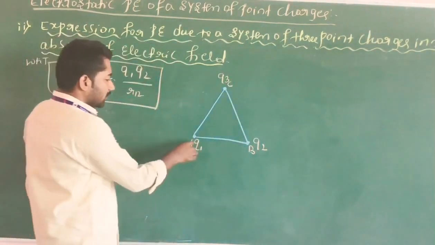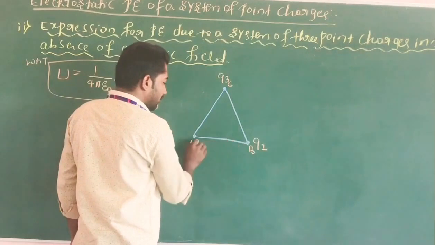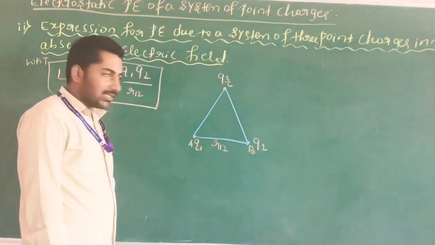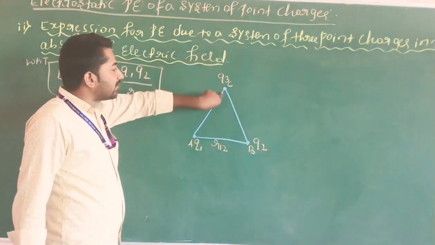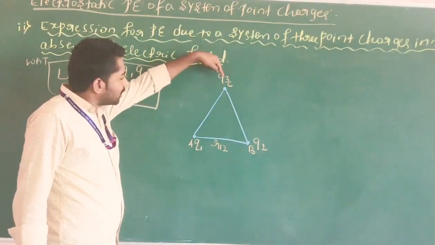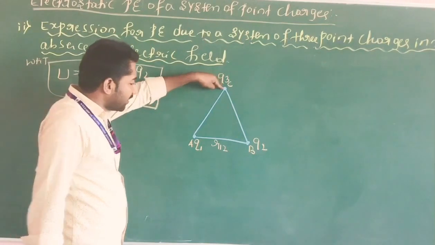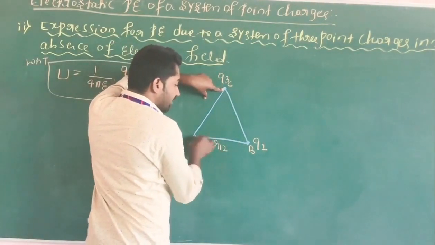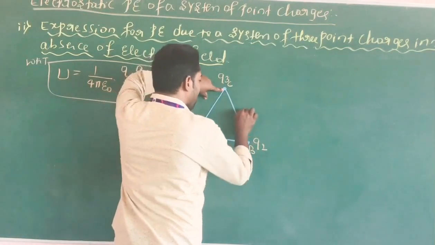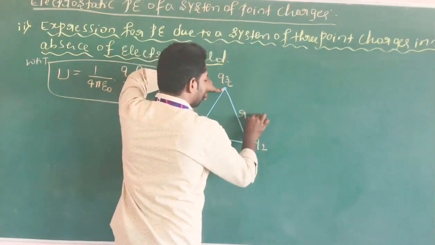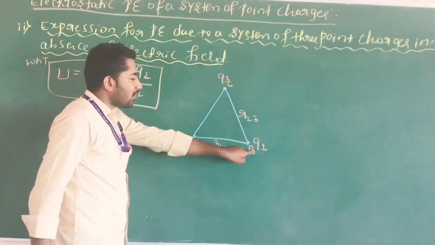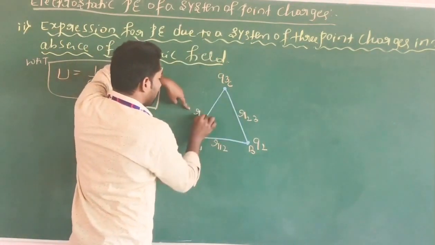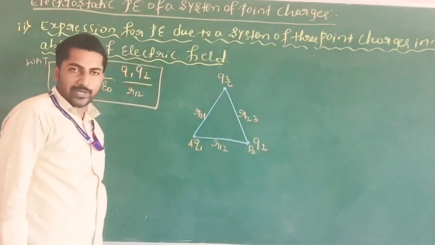The point charges Q1 and Q2 are separated by distance R12. Here Q3 is located, the third charge, at point C. R12 is the distance from point charge Q1 to Q2. R23 is the distance from Q2 to Q3. The distance between Q3 and Q1 is R31.